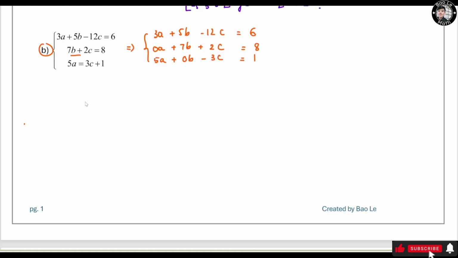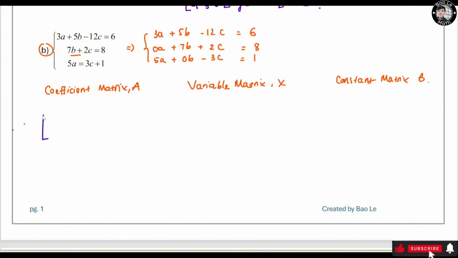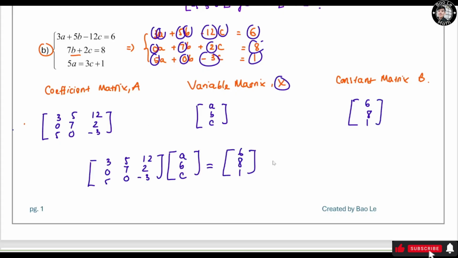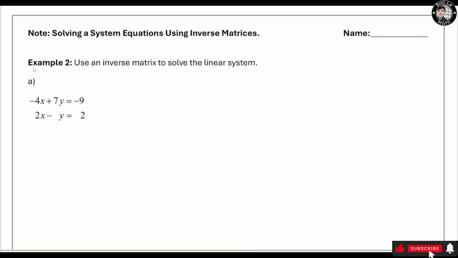Similarly, we need to have the coefficient matrix, variable matrix, and constant matrix. Coefficient matrix A is 3, 5, negative 12, 0, 7, 2, 5, 0, and negative 3. The variable matrix is going to be A, B, C. And the last one, the constant matrix, 6, 8, 1. Now we're going to put them together. Now let's move on to example number 2.